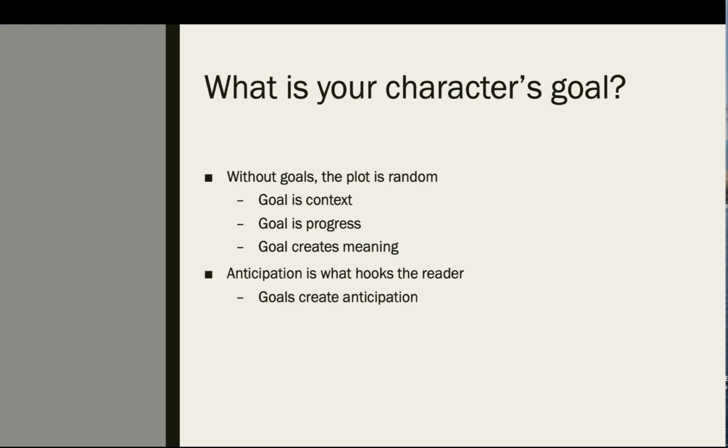Goal provides context, goal provides progress, and goal creates meaning. So if there's just terrorists taking over a tower and we see it externally without that internal conflict of his wife being in the building, there's zero context. Why is he there? Why does he care? Why do we care? It provides progress because as the external plot with the terrorists goes along, the terrorists are trying to figure out how he is connected to that building. And that's what creates meaning, because the closer they get to figuring out that his wife is there, the more danger he and the wife are in. The anticipation of that is what hooks the reader.